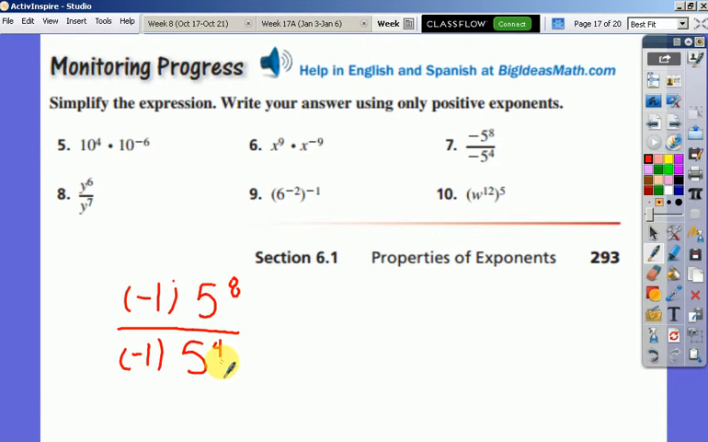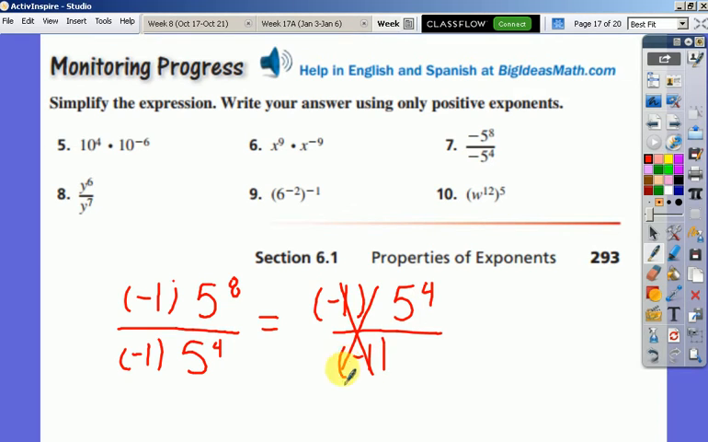Well, I have to do exponents before I do division, right? So 5 to the 8th divided by 5 to the 4th, what happens to those exponents? You subtract them. Right, and so you end up with negative 1, and then you have 5 to the 4th on top, that's the larger one. And then you still have that negative 1 on the bottom. Well, what's a negative divided by a negative? A positive. So you just get 5 to the 4th, which is 625. Does that make more sense?